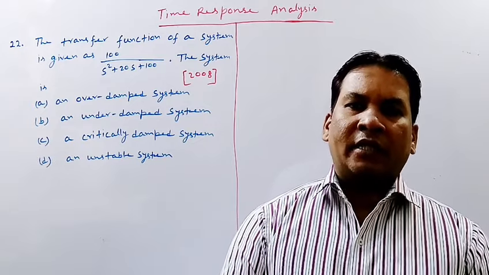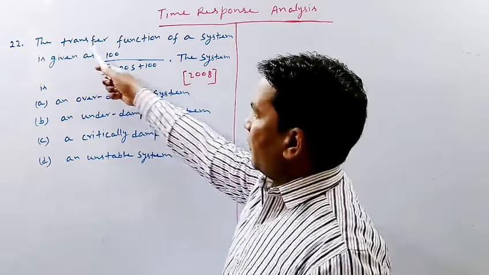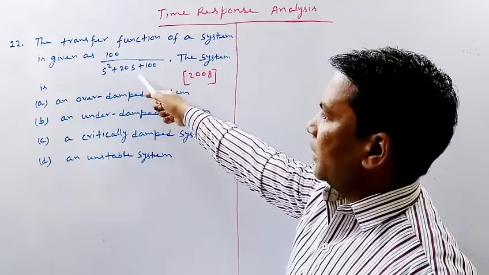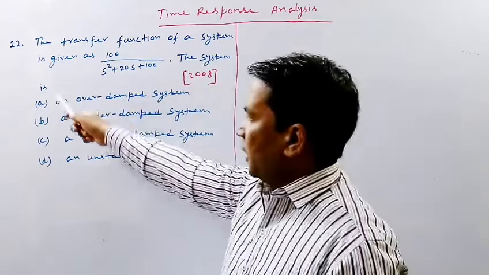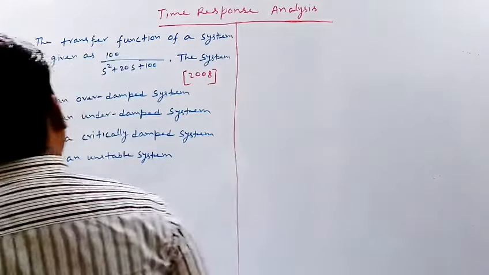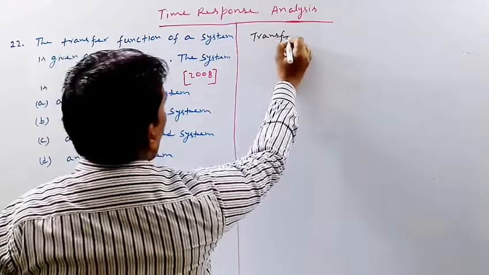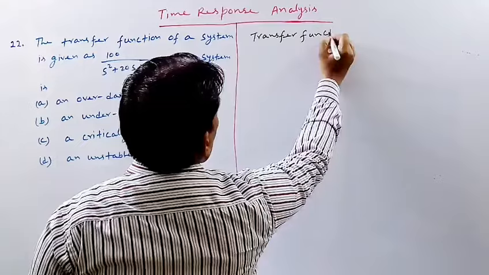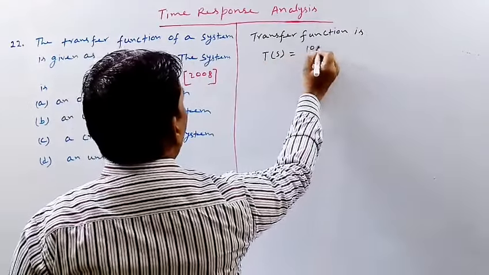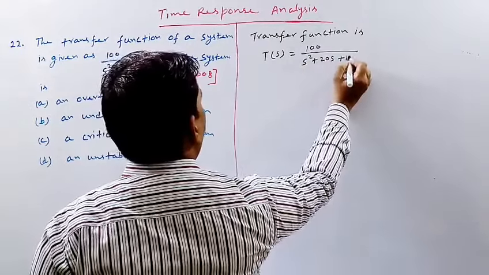Friends, now we are in the 6th class of time response analysis, and the 22nd question is: the transfer function of a system is given as 100 divided by s square plus 20s plus 100. There are 4 alternatives given, and this question has been asked in GATE 2008. So the transfer function is T(s) equal to 100 divided by s square plus 20s plus 100.